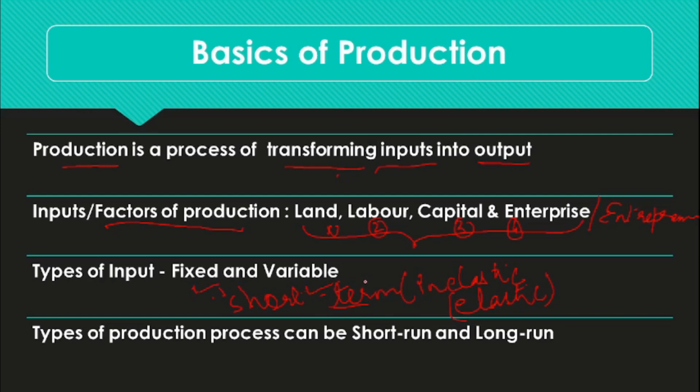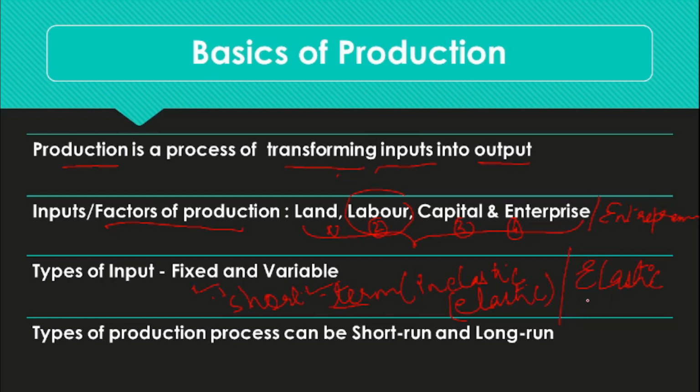Generally, we will find that labor is considered the variable factor, as we will see henceforth. And land and capital we will keep as the fixed factors in the short run. What happens in the long run? In the long run, every factor is considered to be elastic, meaning they can all be changed. The quantities of all of these input factors can be increased or decreased when you have much time at your hand.